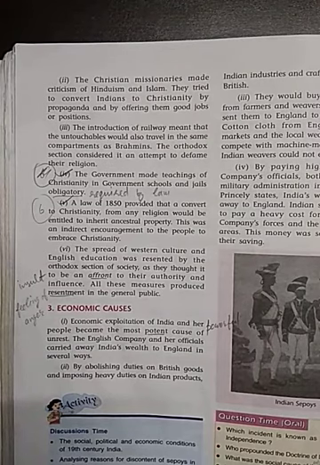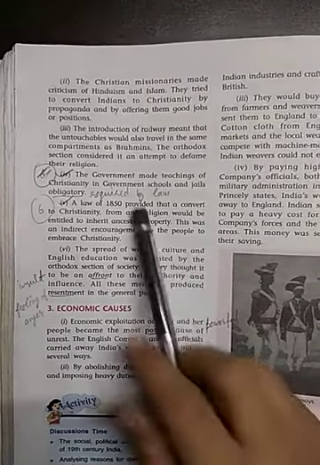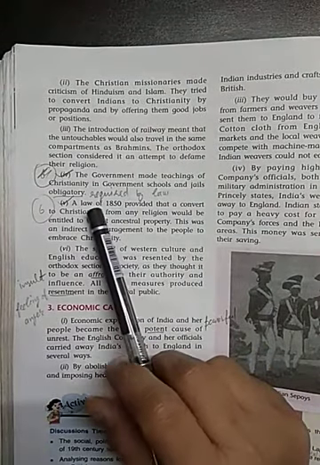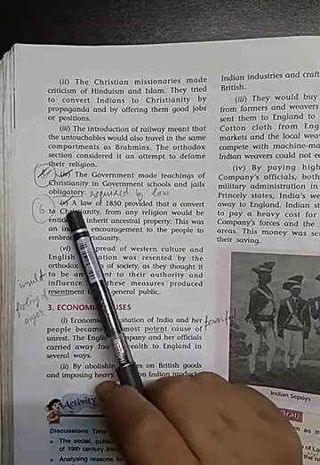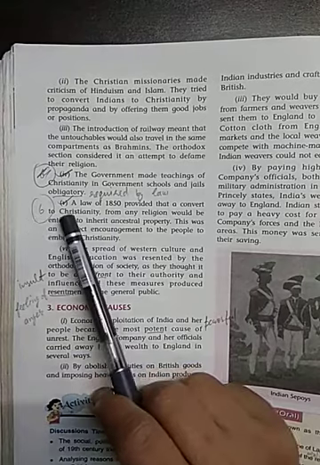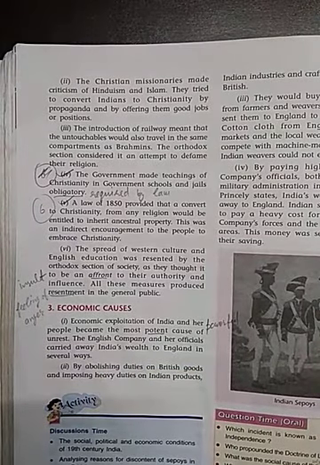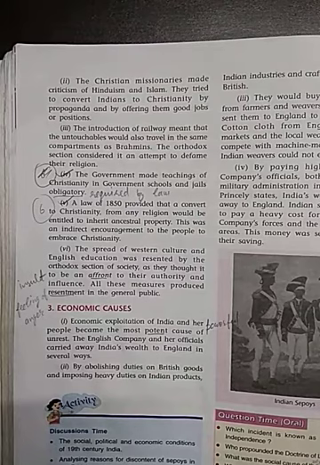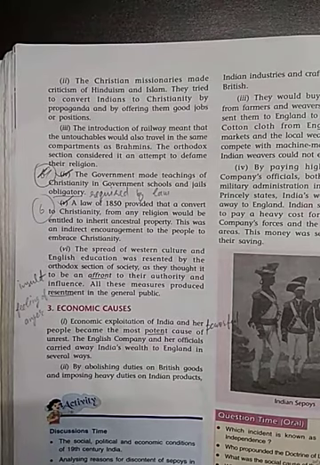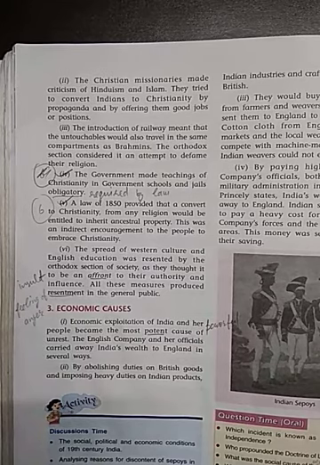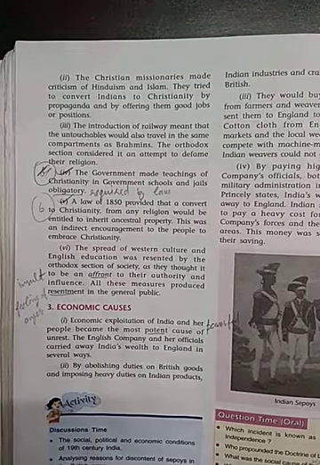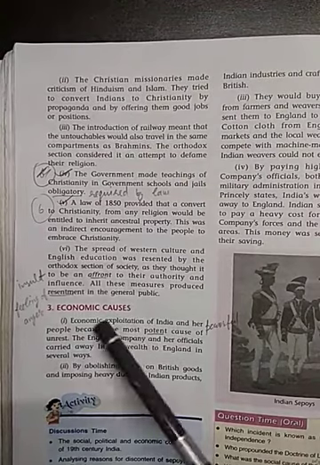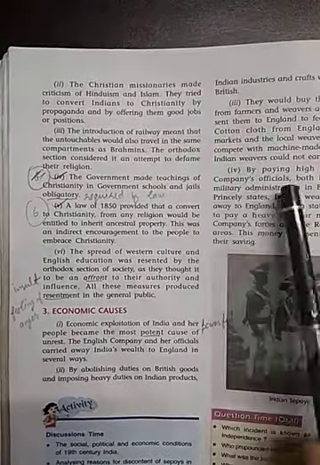Fourth, the government made teaching of Christianity in government schools and jails obligatory. It means that by law it was a must to have teaching of Christianity in government schools, even in jails. Because it was a must, it means all had to learn the things related to Christianity, and it was against our religion or religious beliefs.